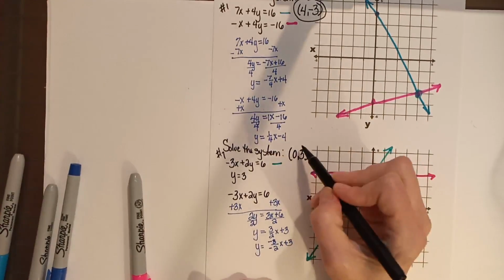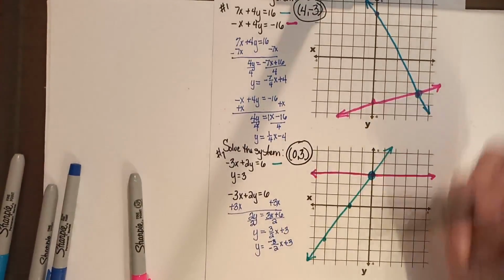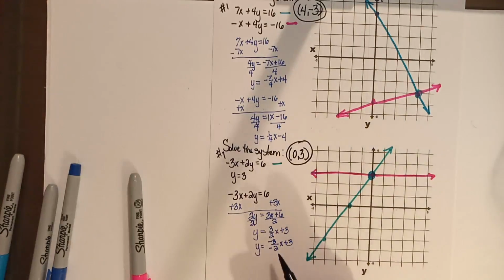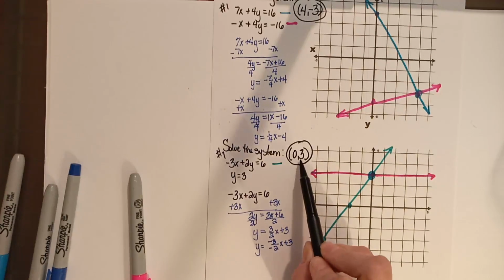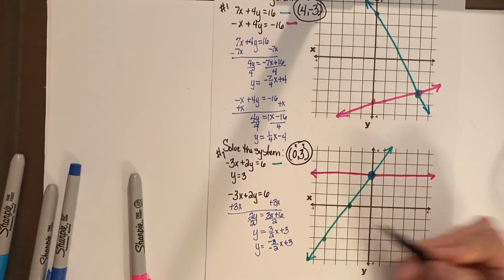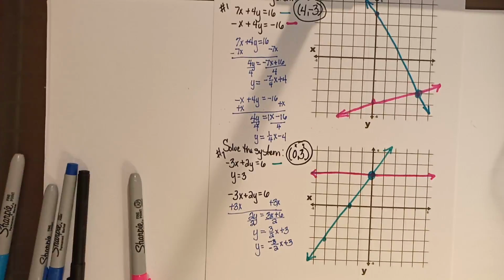Okay? And remember, when we do slope, we do y, or the rise, first, and then the run, rise over run. But in an ordered pair, it's x, y, x, y. So keep that straight. I'll see you soon.